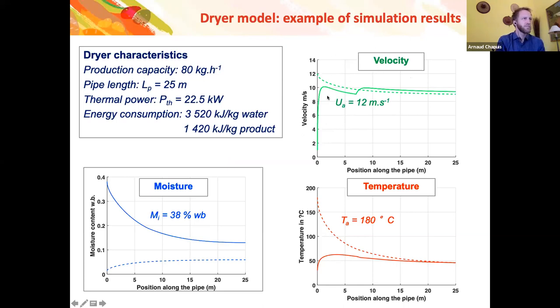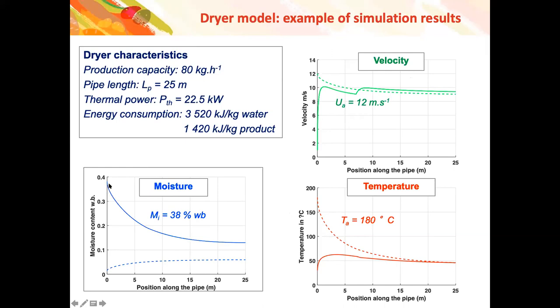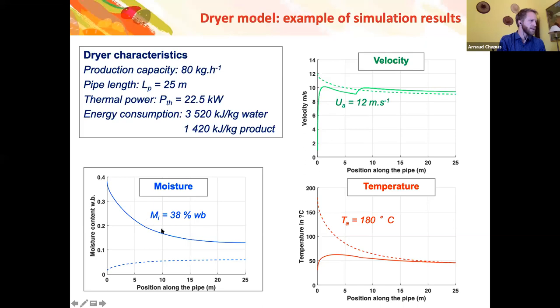So the model will simulate the velocity profile of air and starch, and it will also simulate the moisture profile and the temperature all along the drying pipe. So for example, what you can see here is that you start with a moisture content of 38%, and you are going down to 12% at the dryer outlet, and you can see that most of the drying takes place in the first 10 meters of the dryer, but the last 15 meters are very important for energy efficiency. And in terms of temperature, at the dryer outlet, if you have a good dryer, the starch and the air will have about the same temperature of around 50 degrees. That's on a very efficient dryer.